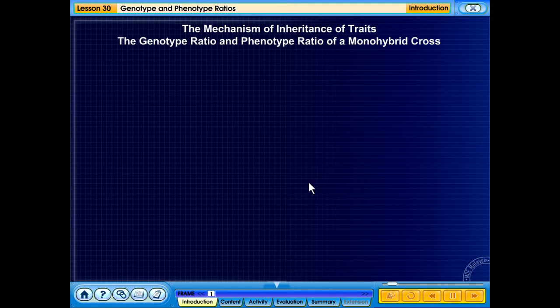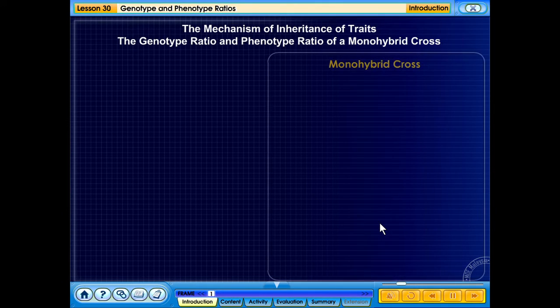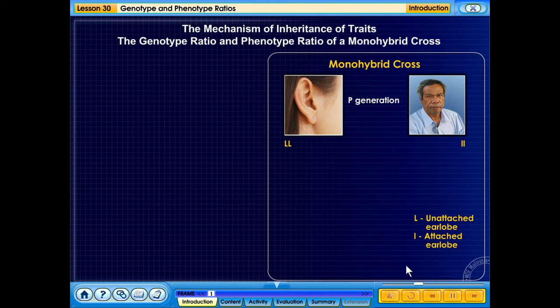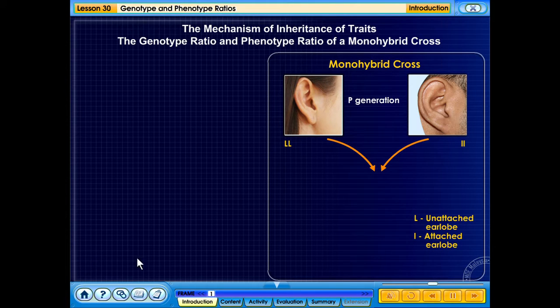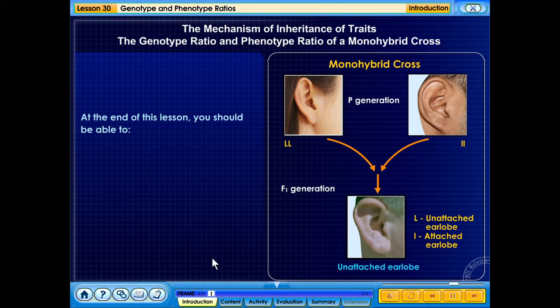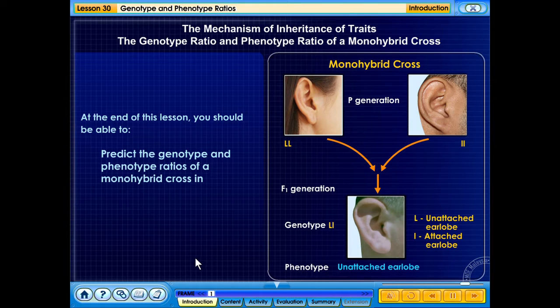The mechanism of inheritance of traits. The genotype ratio and phenotype ratio of a monohybrid cross. In this lesson, we will learn about genotype and phenotype in a monohybrid cross. At the end of this lesson, you should be able to predict the genotype and phenotype ratios of a monohybrid cross in plants and humans.